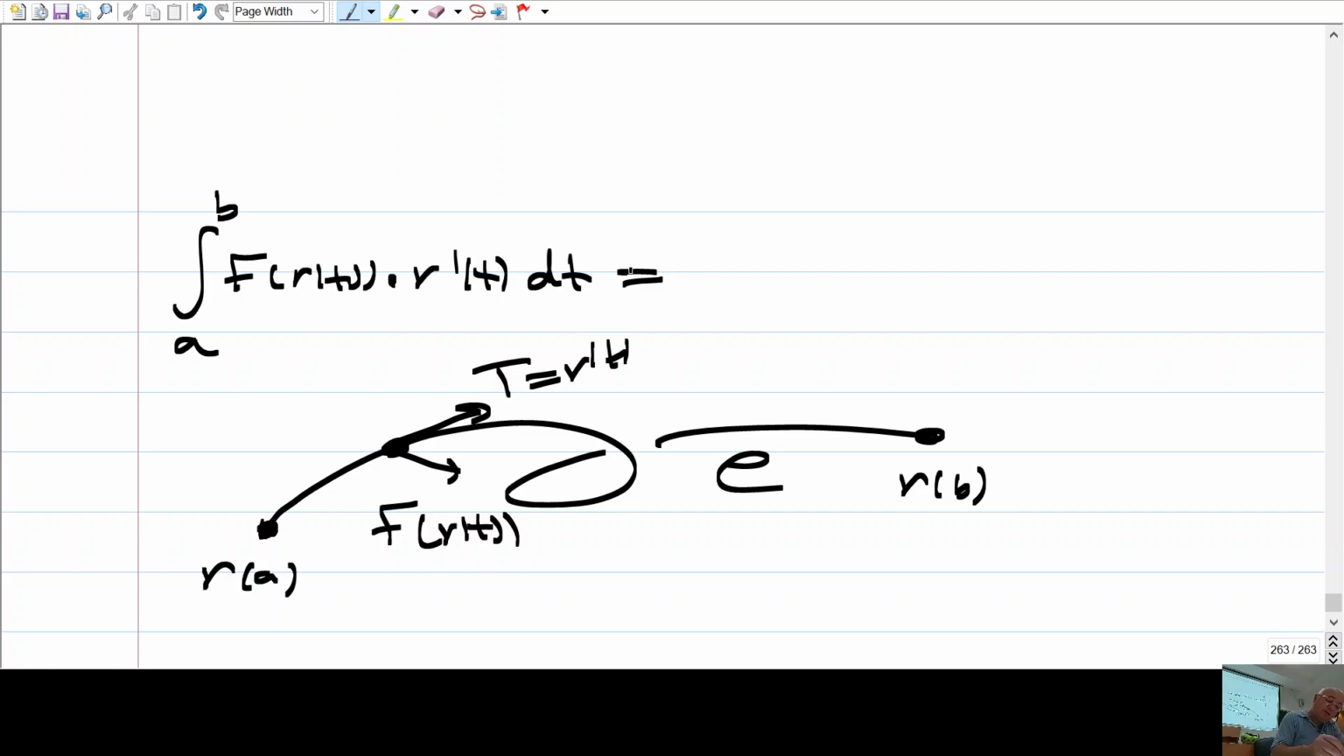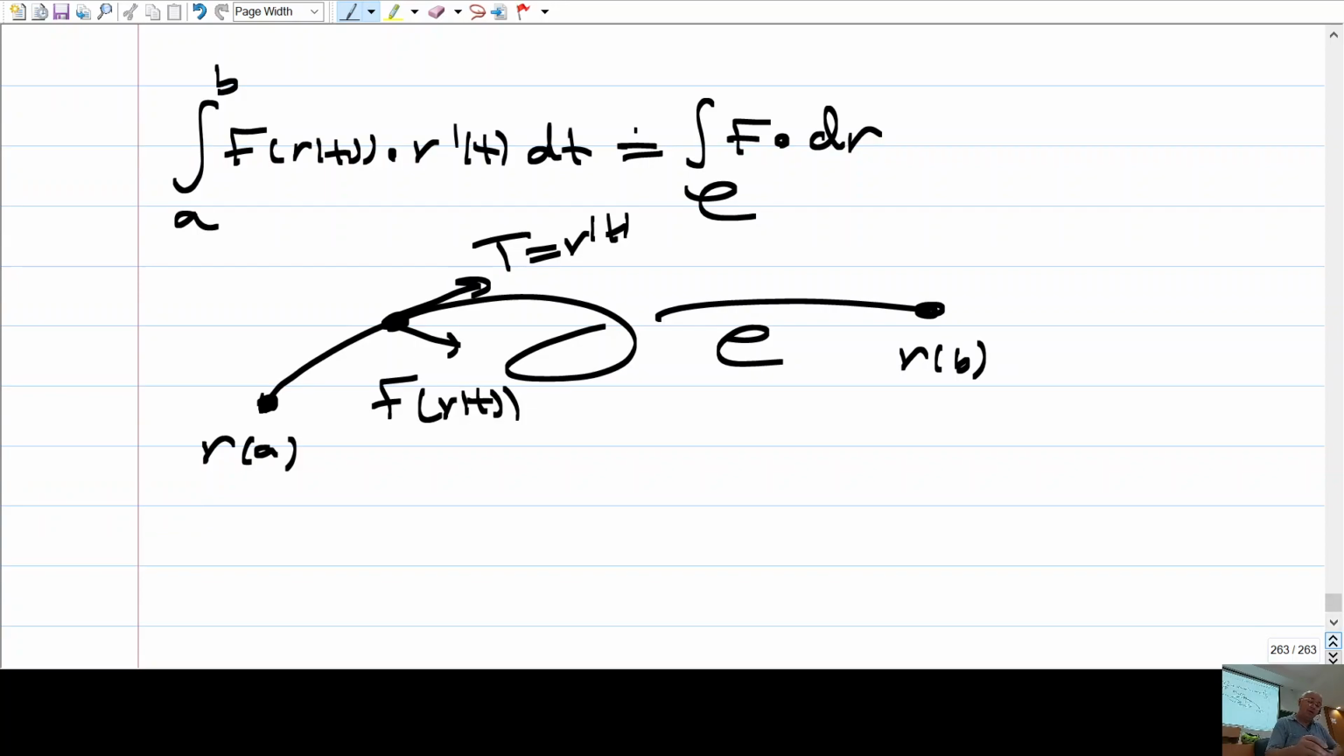And we denote this integral like this. We write this as the integral over the curve C of F dot dr. Okay, so we write it this way. Here, of course, dr means what? This is just r prime t dt.